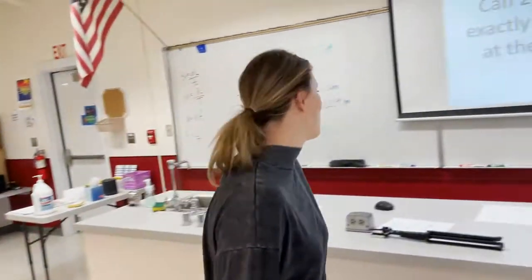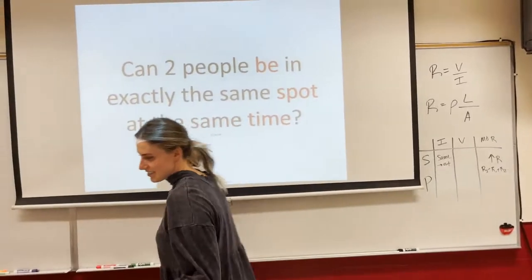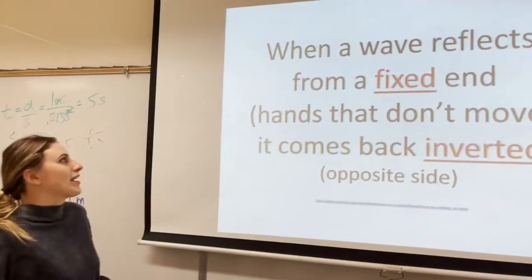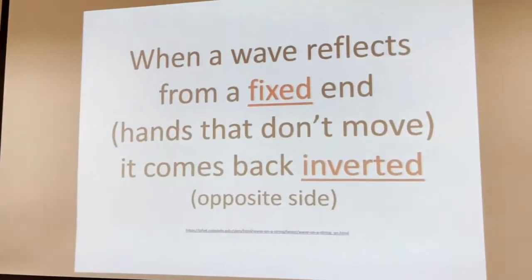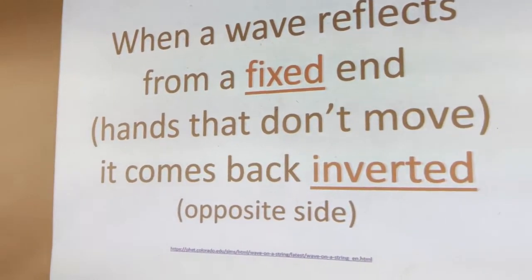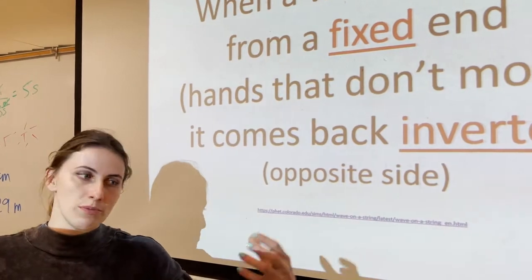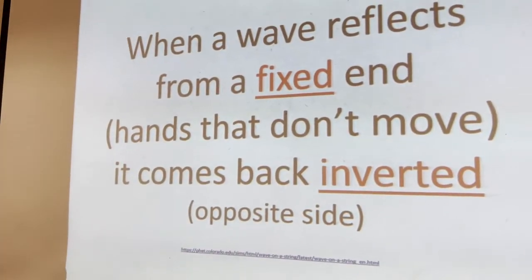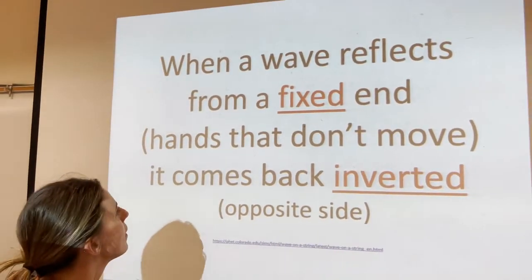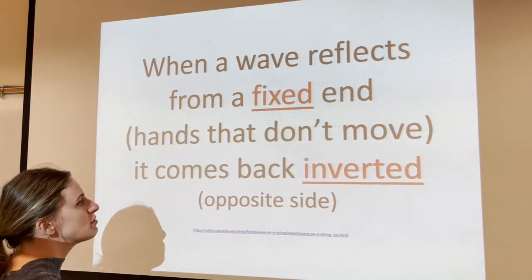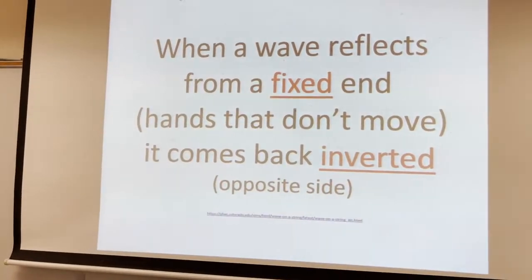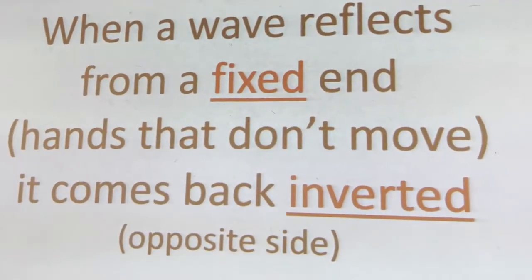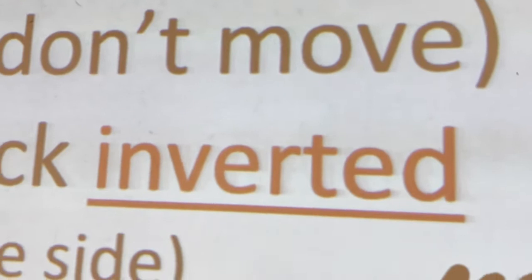Let's talk about what we just saw. Okay, so when a wave reflects from a fixed end, hands that don't move, that's when Mr. Boykin was holding it, Mr. Boykin's the end that's not changing here. A fixed end, it comes back inverted on the opposite side. So the term for what we saw when it switched sides was inverted.